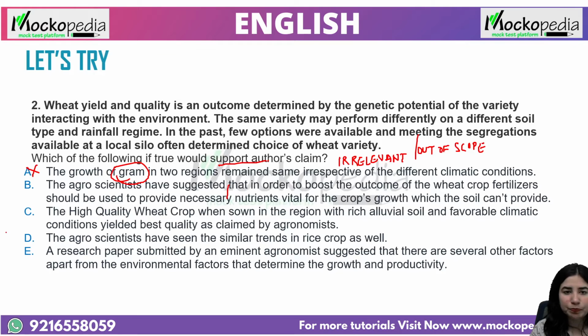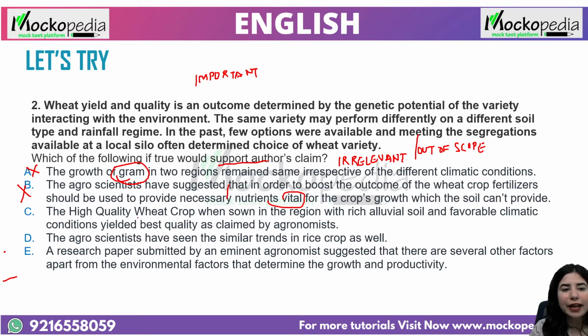Coming to the B answer, the agro scientists have suggested that in order to boost the outcome of the wheat crop, fertilizers should be used to provide necessary nutrients. Vital means something which is important, so I'm sure you know the meaning, but just to write, vital means important. Okay, for the crop's growth which the soil can't provide. So what should be the measure taken? That's not what the question is asking, right? So this is not helping me answer the question. That is the reason B goes out.